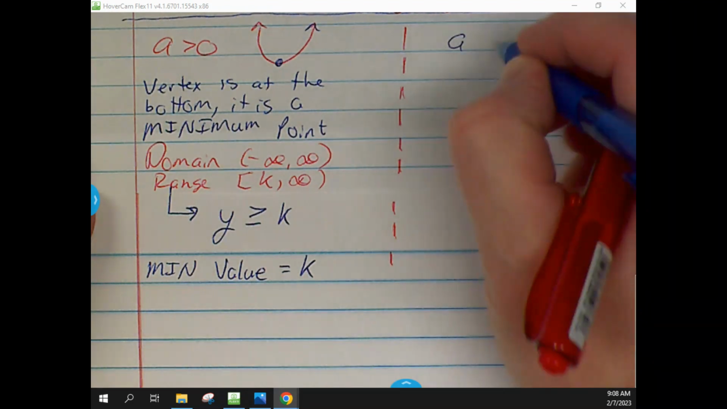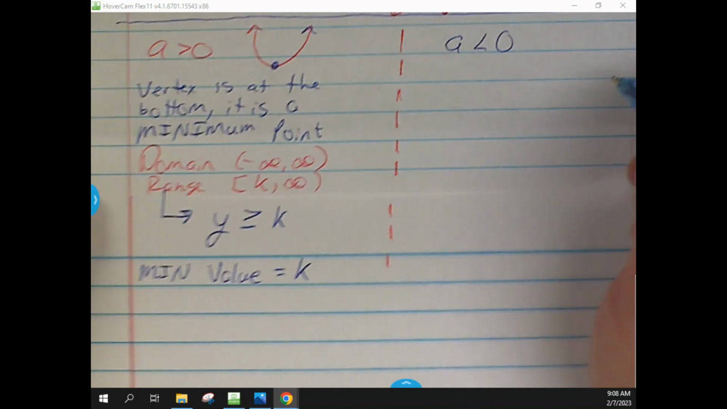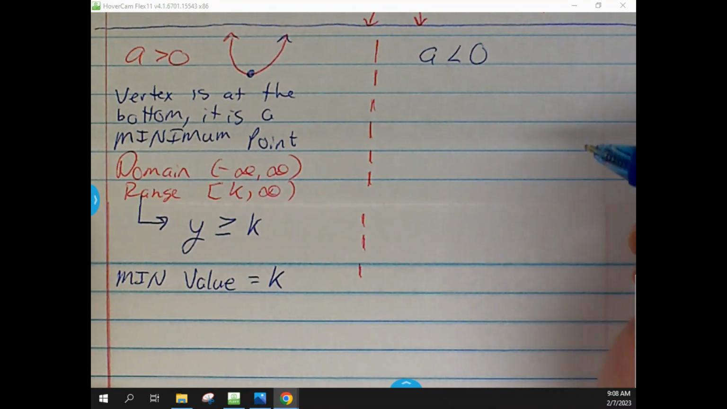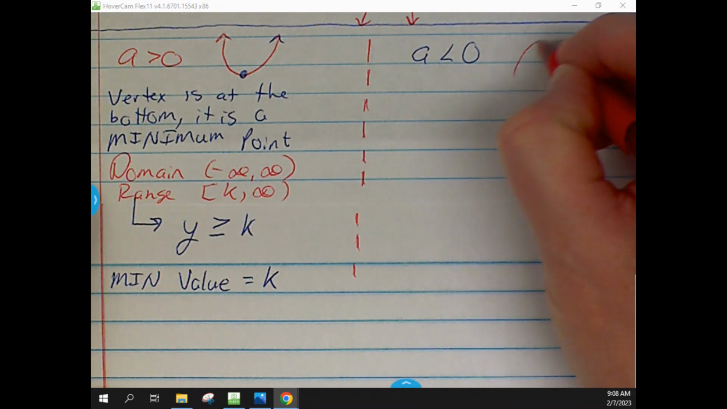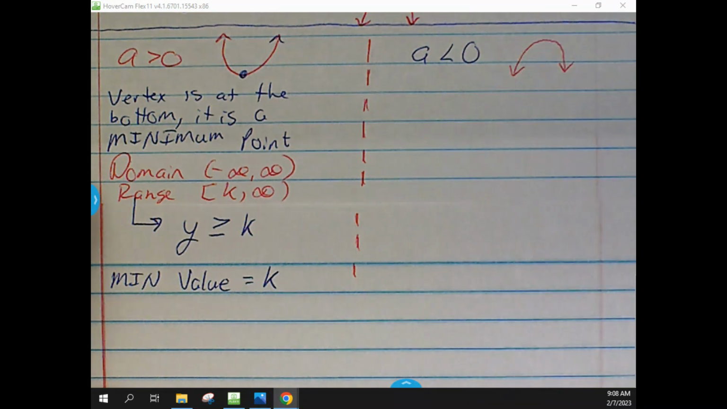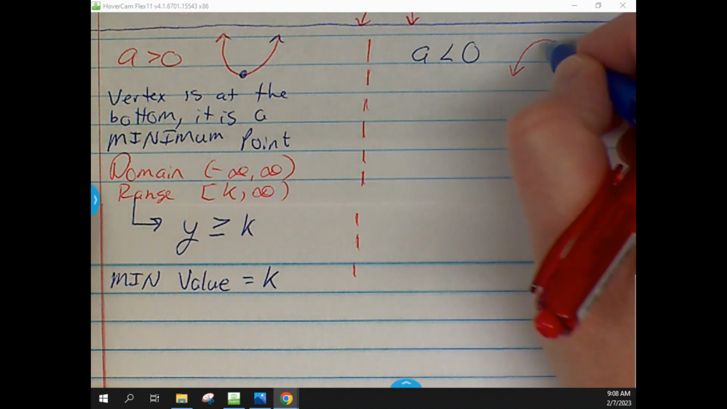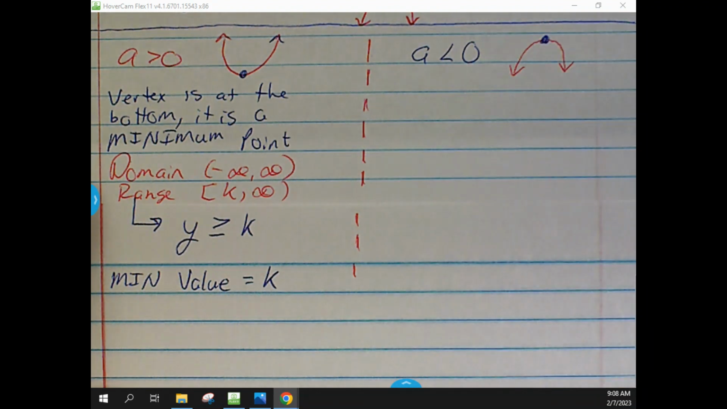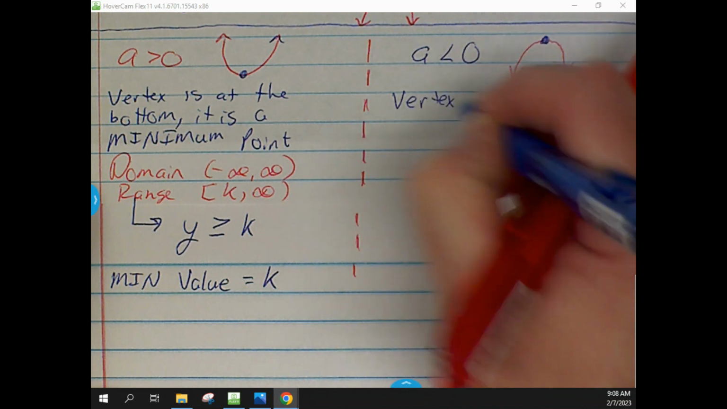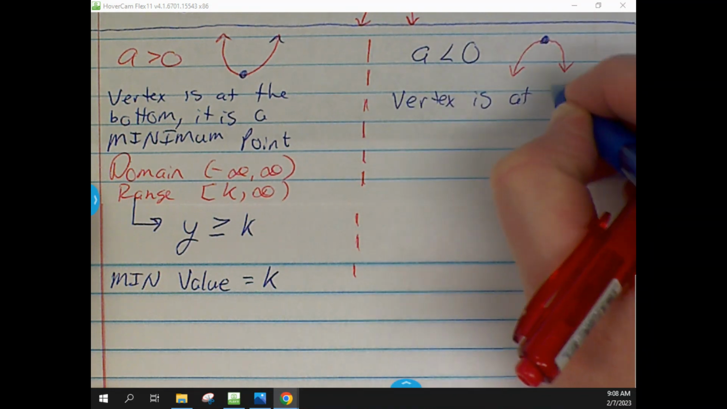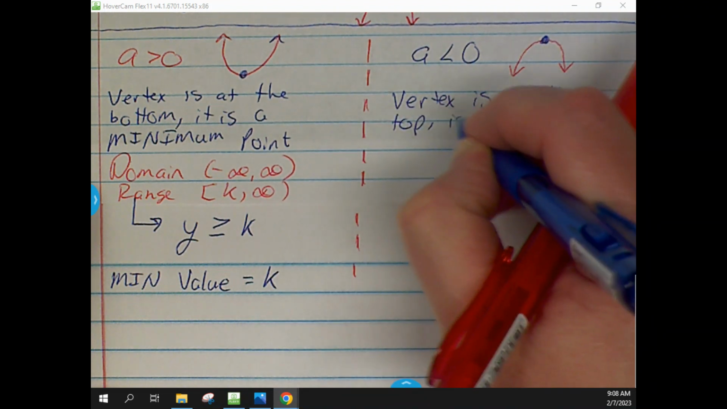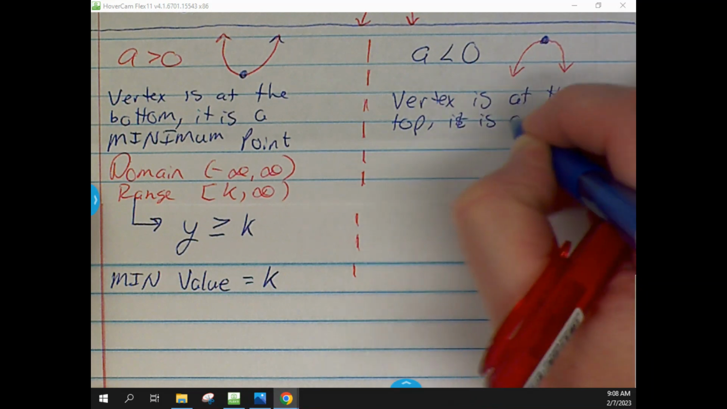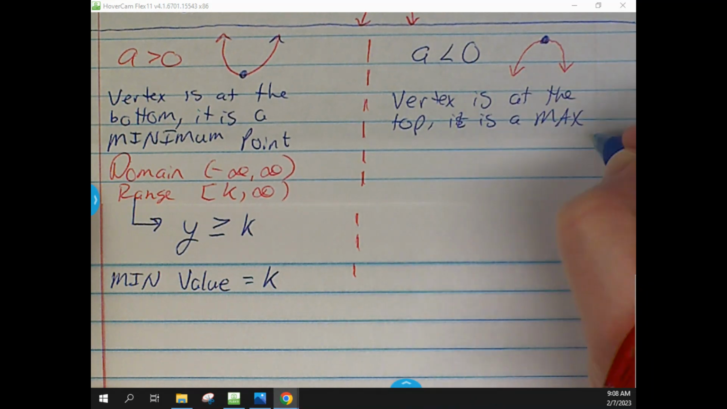All right, and then basically everything is going to be the opposite if you've got a negative number, if your a is less than 0. Because if that's a negative number, the graph looks something like that. And if you do that, the vertex is now at the top. So the vertex is at the top, which means it is a max point.